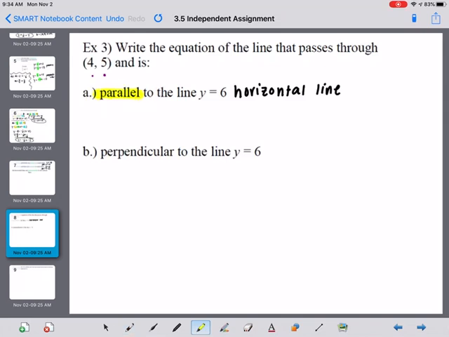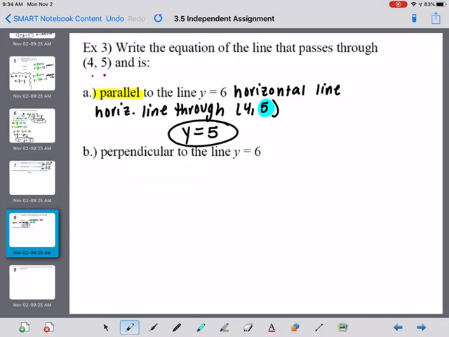Since it's parallel, I need to write the equation of the horizontal line through (4, 5). And as we discussed before, the equation of the horizontal line is through the y value, okay? Because since it's horizontal, the x's are all changing, but the y's are staying the same. So this would be y equals 5.